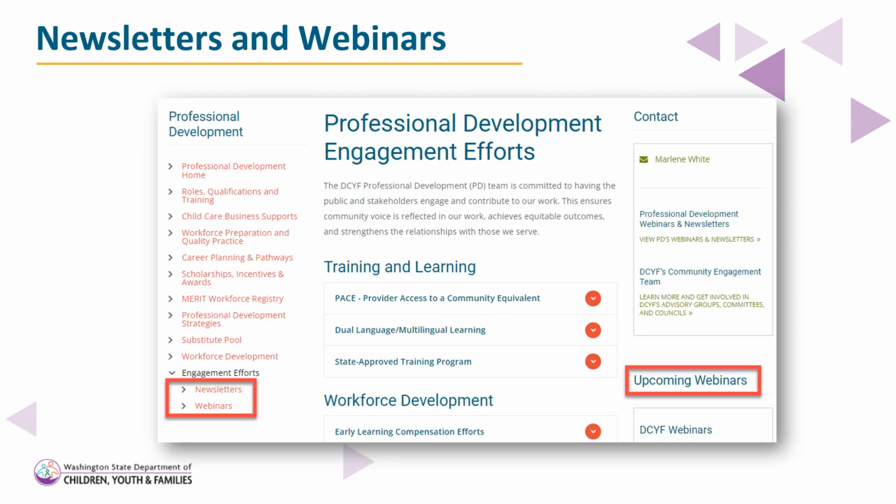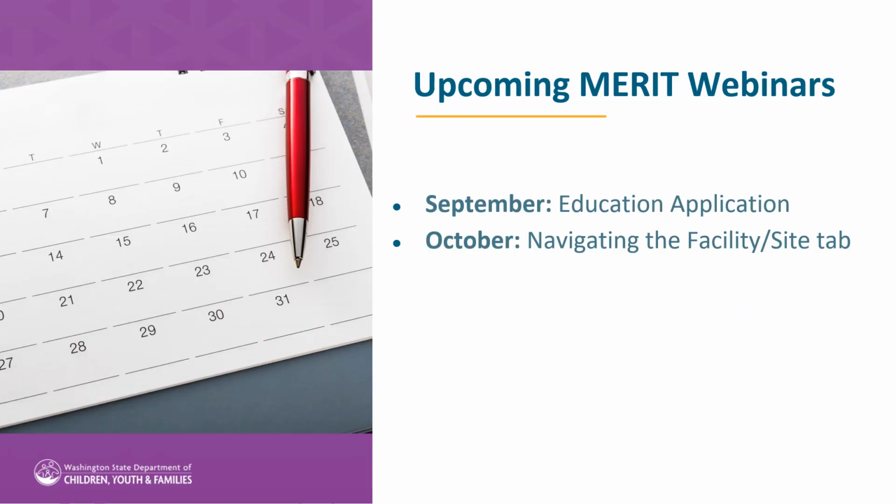Don't forget to check out our link to the Professional Development Engagement Efforts webpage. There, you can access existing webinars as well as sign up to receive the Early Care and Education newsletter. We will place this link in the chat. Please be sure to also watch out for communication regarding our upcoming Merit webinars. The next webinar in September will cover how to record your education in Merit. Then, in October, we will be offering a webinar for individuals that manage a facility site profile.